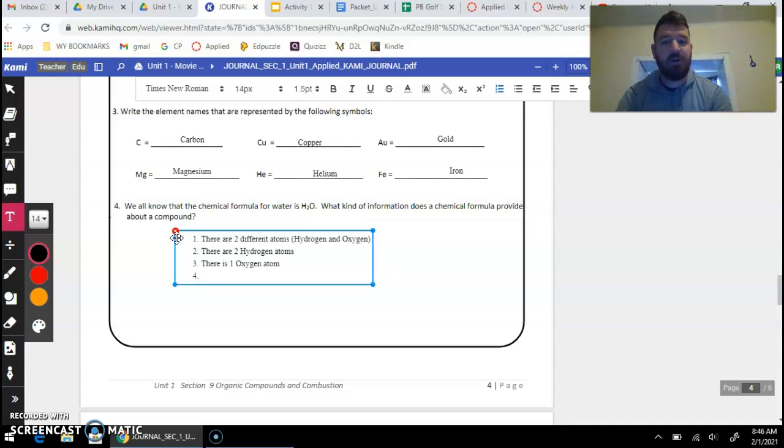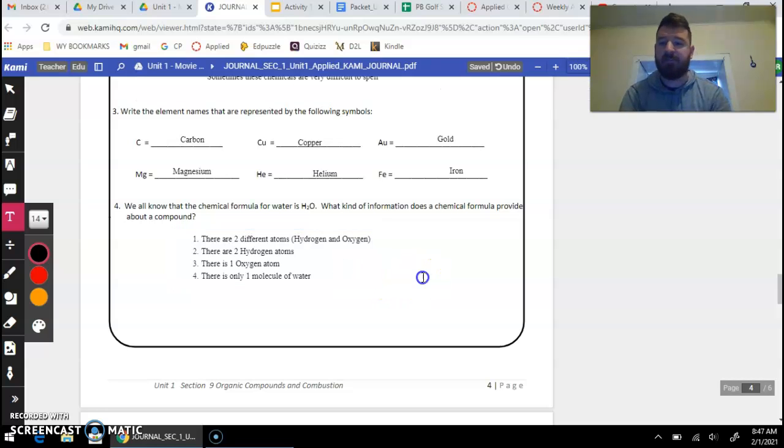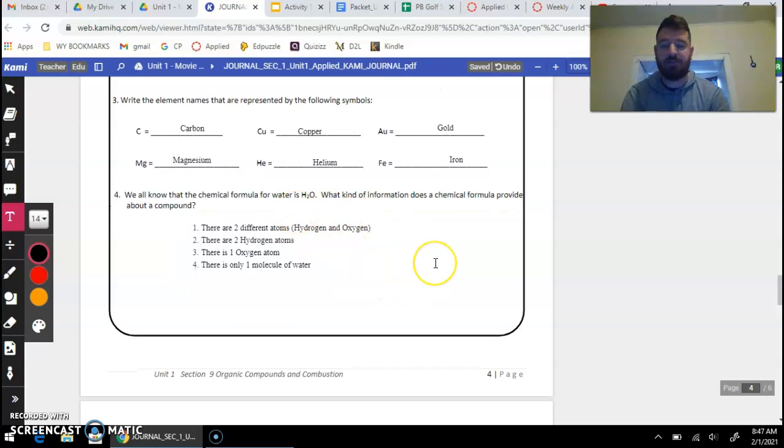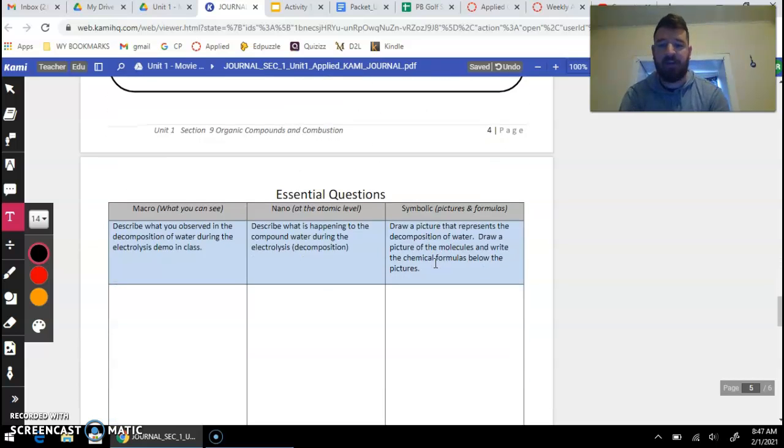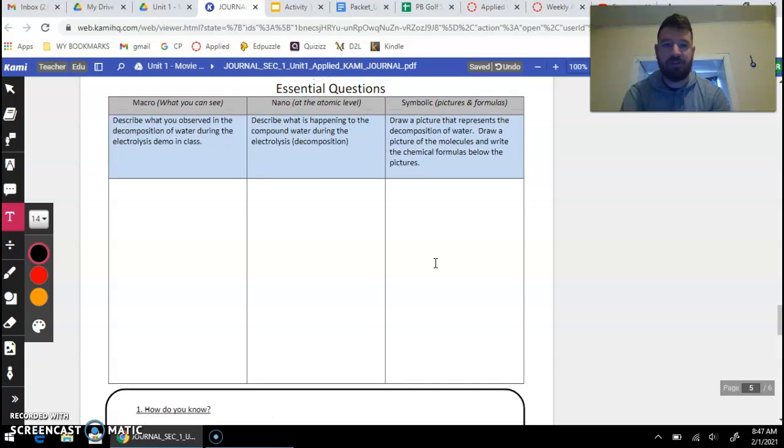All right, I don't see a coefficient in front of my compound here, so I can assume that there is only one molecule of water here. So just looking at that formula, we can break down every single type of element that is present and how many of that type of atom we have, as well as how many molecules we have. So that wraps up our checking up section. You should feel pretty confident about that. Now let's get into our essential questions.